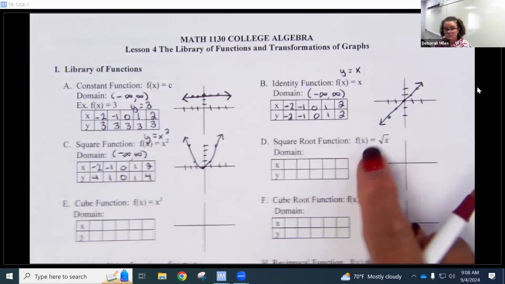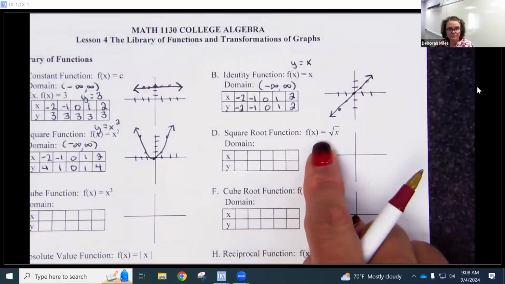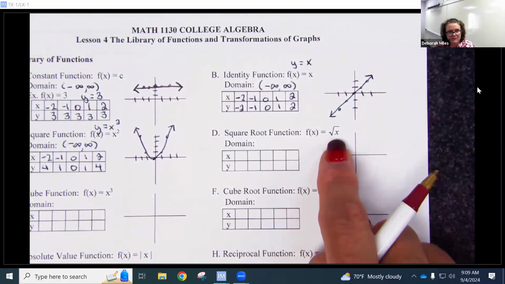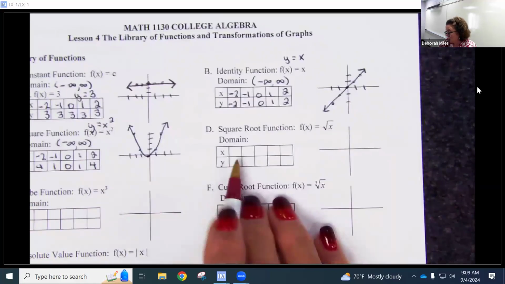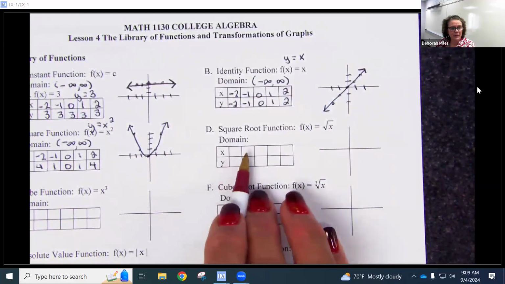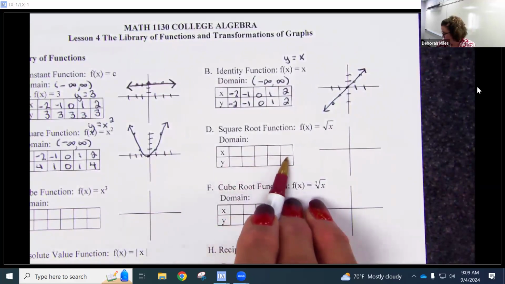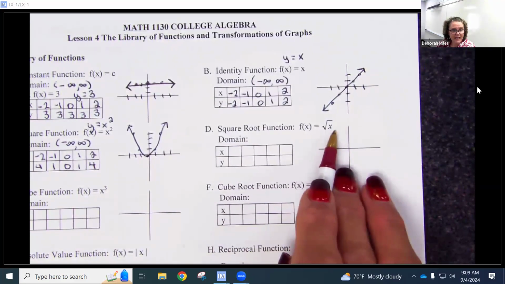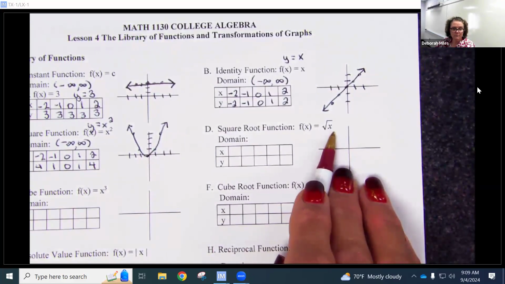Fourth function, the square root function. What's its domain? What are the x values for which this function is defined? Can I, like I've done in the previous examples, let x be -2, -1, 0, 1, and 2? Actually, I can't. I can't take the square root of -2 without writing it as an imaginary number. Square root of -2 is not a real number.